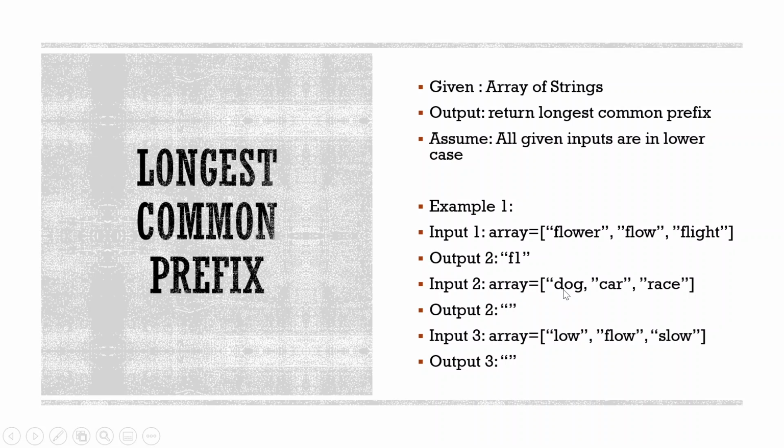When it comes to here, there is dog, car, race. When we use this, there is no common prefix over there. So the output should be empty. We have the substring, but there is no longest common prefix. Prefix is nothing but it should start from the beginning itself. So the output should be empty.